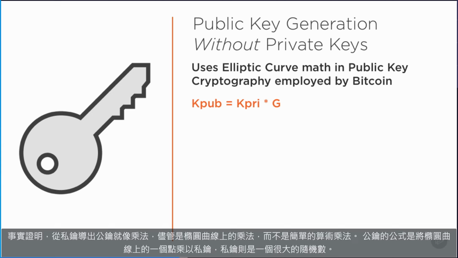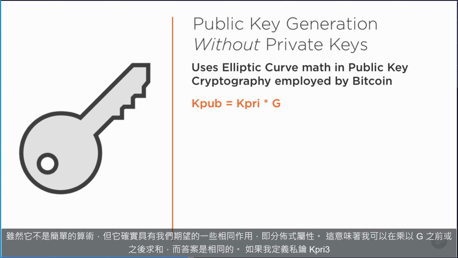The formula for a public key is to multiply a point on an elliptic curve by a private key, which is a large random number. While not simple arithmetic, it does share some of the same rules we expect, namely the distributive property. This means I can sum before or after multiplying by g, and the answer is the same.